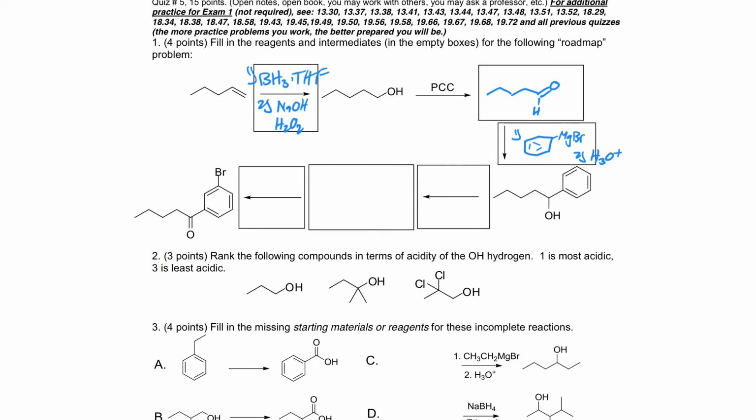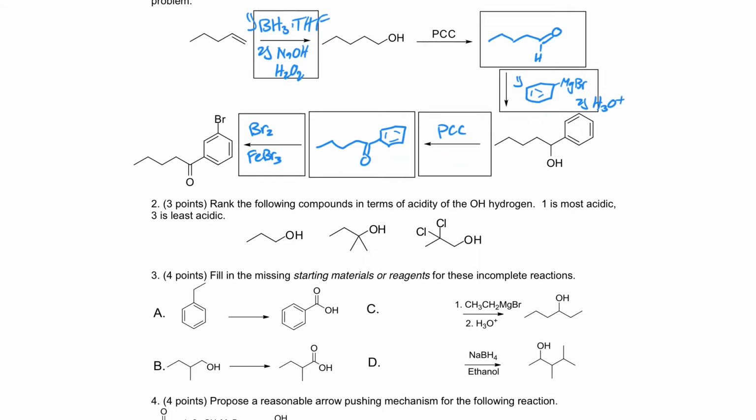So I should oxidize it first. I can probably just use PCC again for that. Now I have an acyl benzene ring, and I can add bromine in the meta position with Br2 and FeBr3, and then I have my desired product.